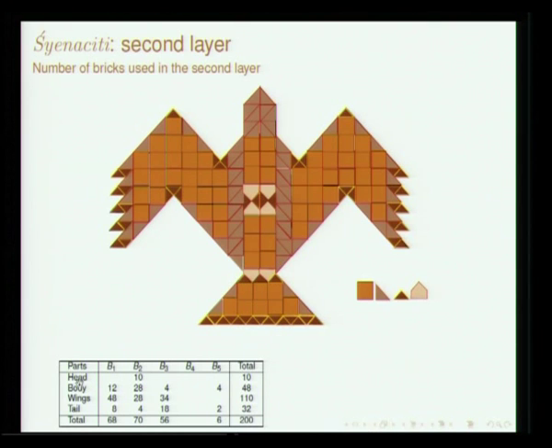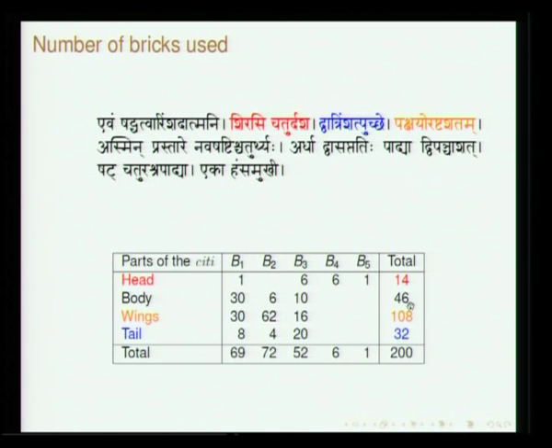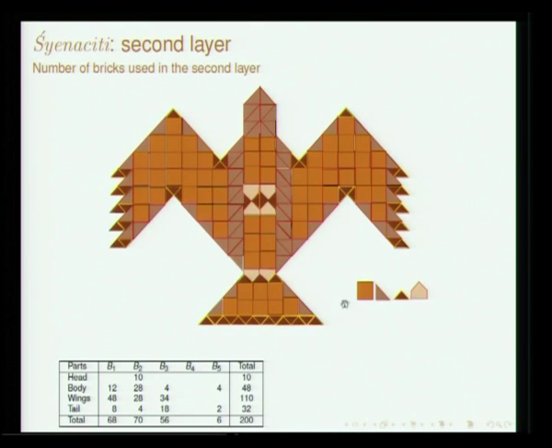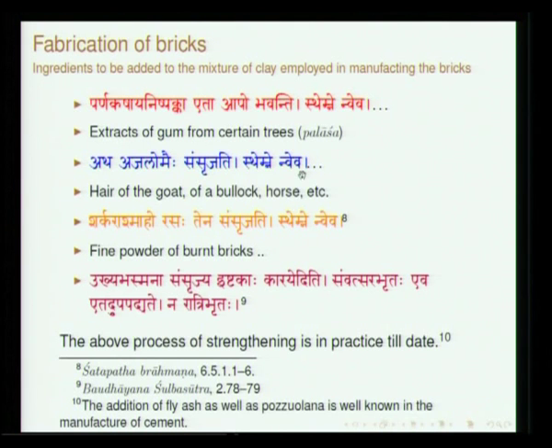The interstice will be filled with the second layer, and this also has 200, but they are quite different. The head has only 10 here and the body has 48. In the previous one, it has 14 and 46. This is made up of only 4 types of bricks. These 4 types constitute the second layer. The third layer will be again the first layer, the fourth layer will be this, and then the fifth layer. This is how it is constructed.